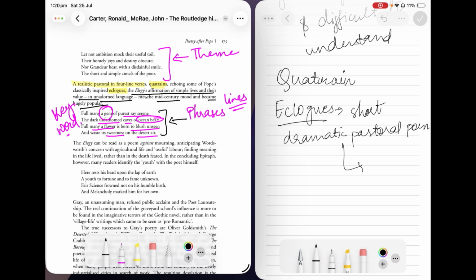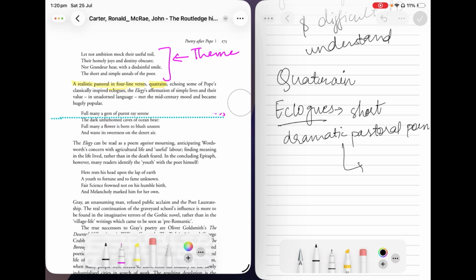The elegy can be read as a poem against mourning, anticipating Wordsworth, concerned with agricultural life and useful labor. So here the book itself criticizes the elegy. They are saying this elegy is read as against mourning because this poem does not show sadness at all. Because of that it got attacked and because of that it got criticized.